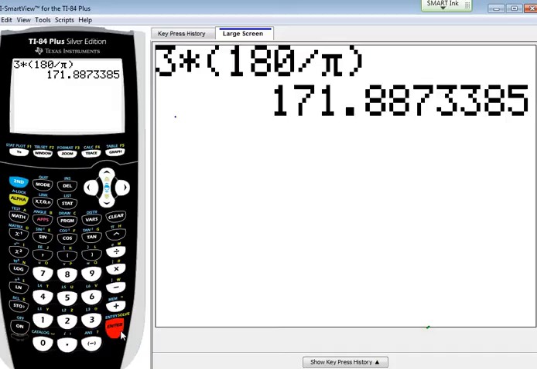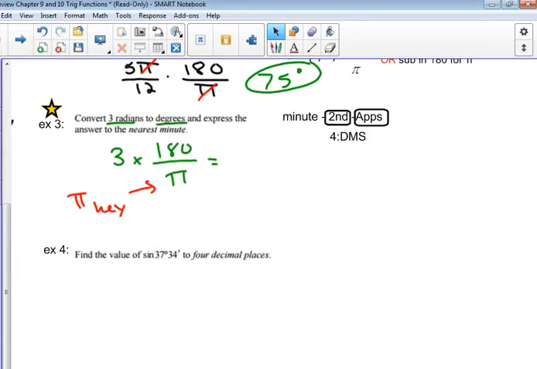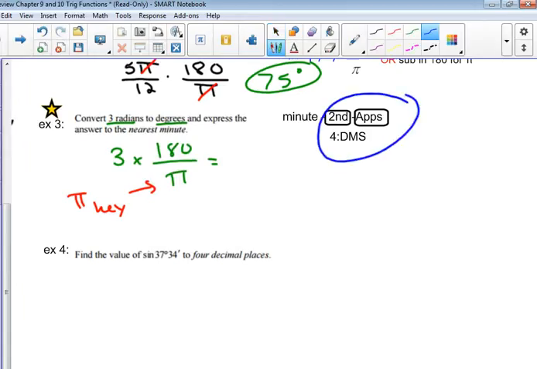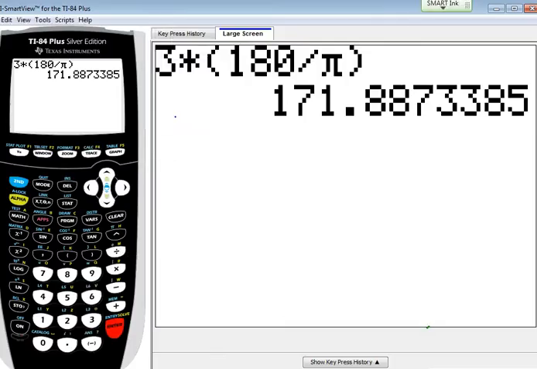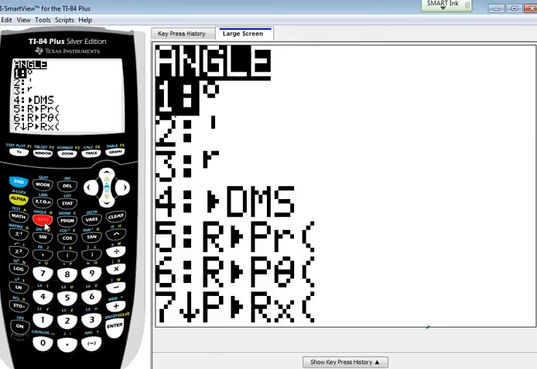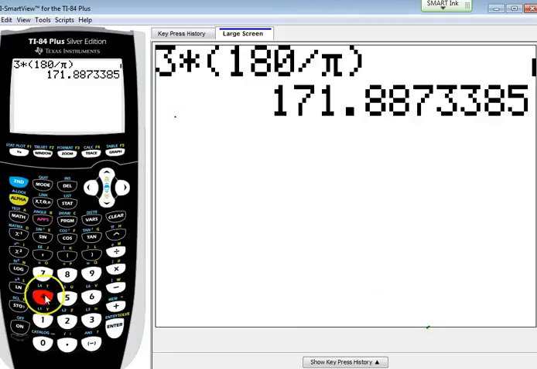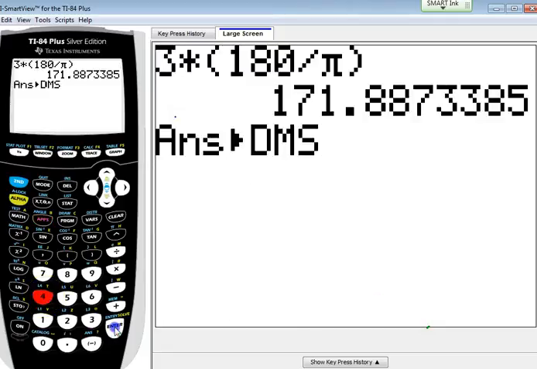If you want to go into degrees, minutes, seconds, what we need to do is use this key. Second app, that means to make this go into degrees, minutes, seconds. So go to your second app, go down to choice 4, where it says DMS, and then hit enter.